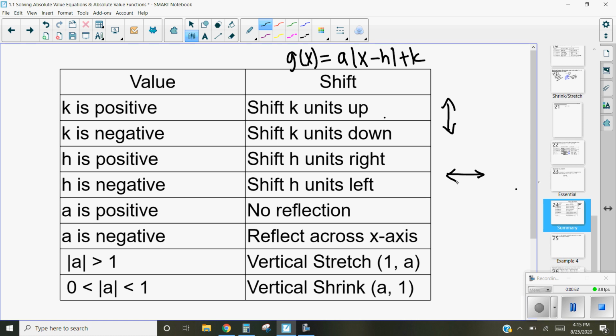The a has two different components. It's going to tell us whether it's going to face up or open down. And it's also going to tell us if it's going to get thinner or wider. Those are the characteristics of that a. So combining all of those, let's see what happens.